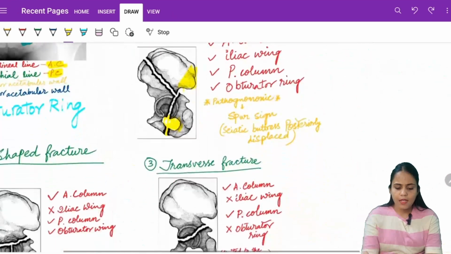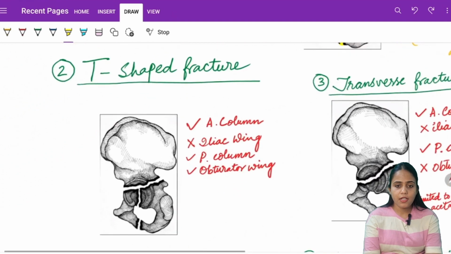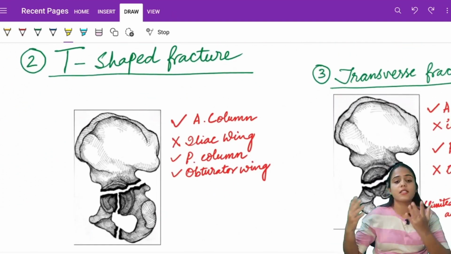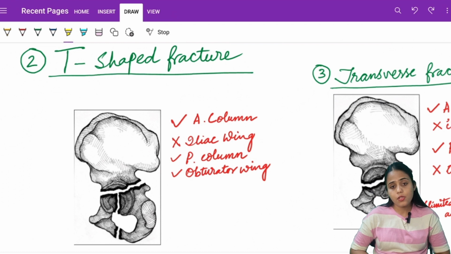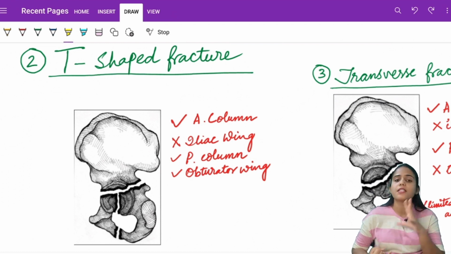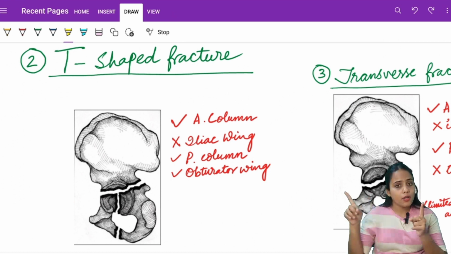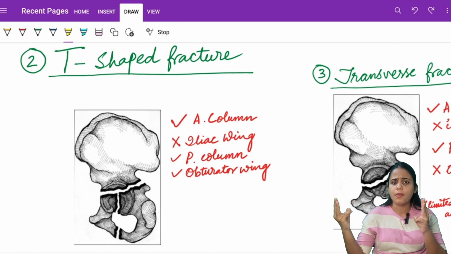Next, the second fracture is a T-shaped fracture. In this T-shaped fracture, what are the differences from the both column fracture? Here also anterior column is involved, but very important, it does not extend up to the iliac wing. Here also the posterior column is involved, and here also there is extension of fracture into the obturator ring. So if this is so, what are the lines that will get disrupted? Anterior column is involved, so iliopectineal line will get disrupted. Posterior column involved, so ilioischial line disrupted. Obturator foramen involved, so obturator foramen margins will get disrupted, but there is no iliac wing disruption.